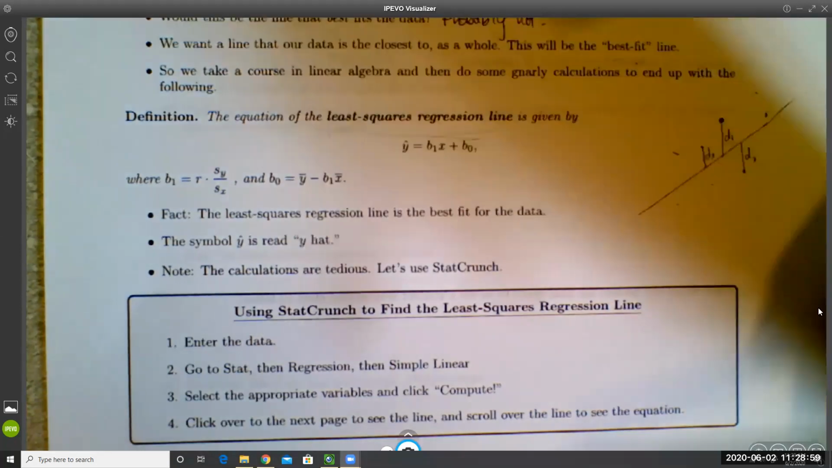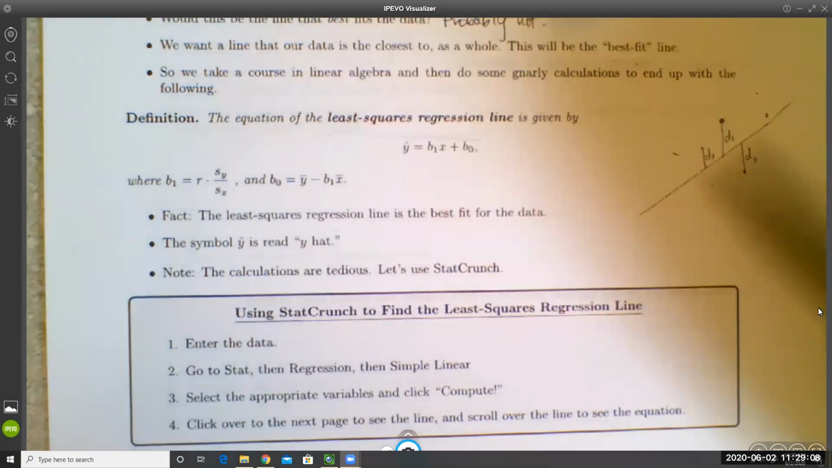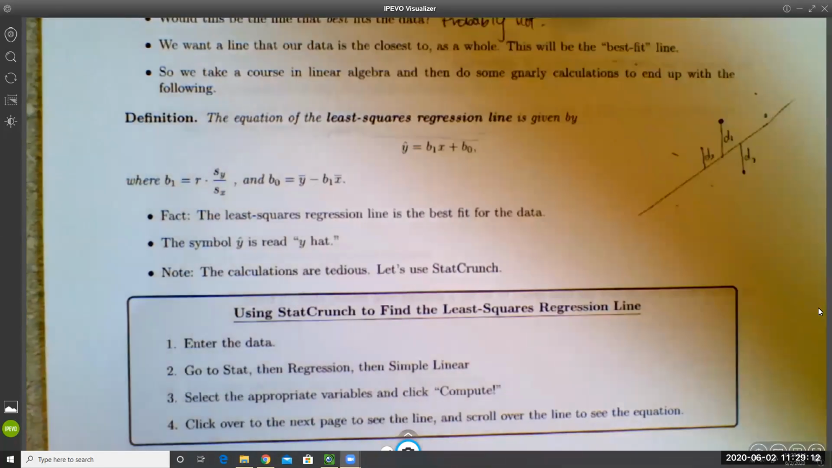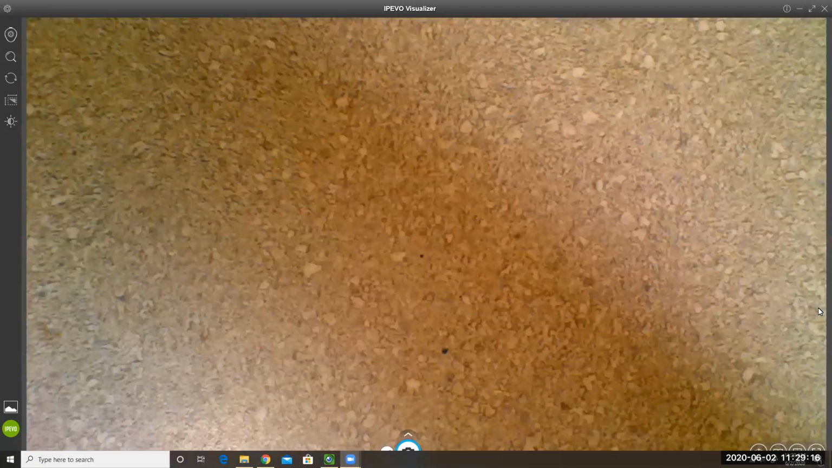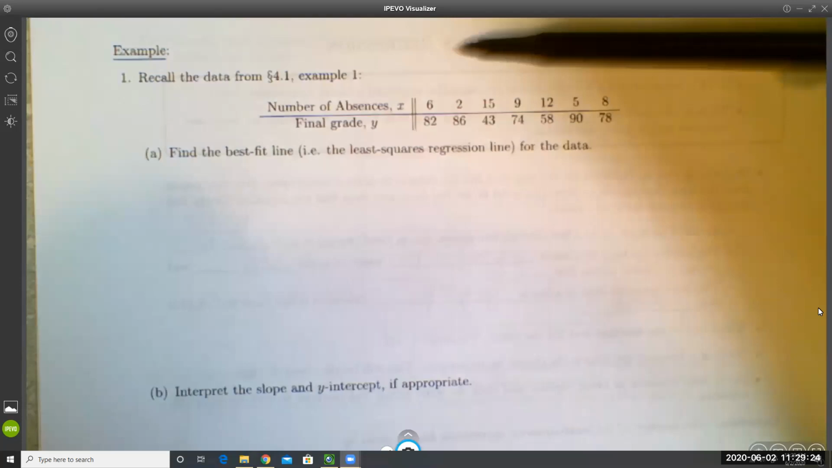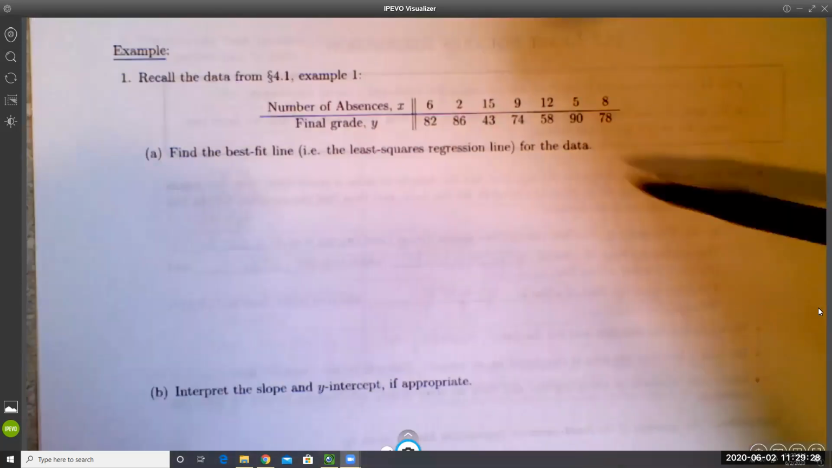Of course, this only applies if you have a linear correlation in the first place. If you don't have a linear correlation in the first place, then you have no business trying to find the best fit line, because there isn't a linear correlation between the data, okay? So let me walk you through a few examples. Here we have the data from 4.1 example 1, okay? Let's find the best fit line, or in other words, the least squares regression line for the data.